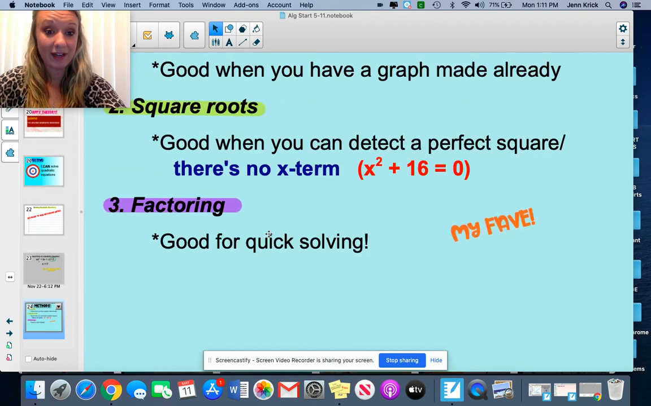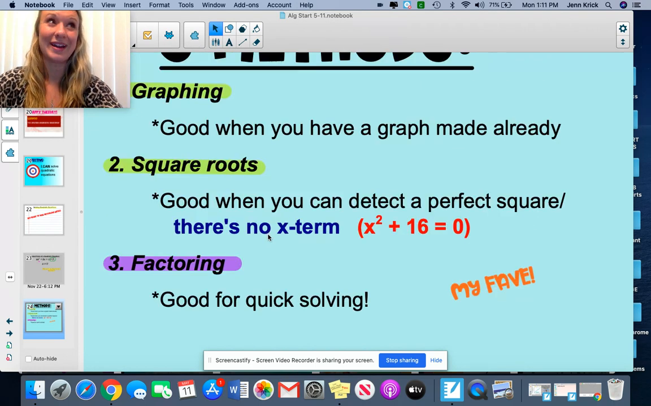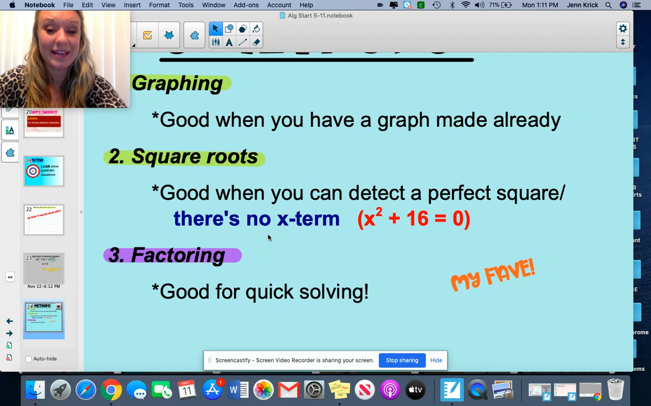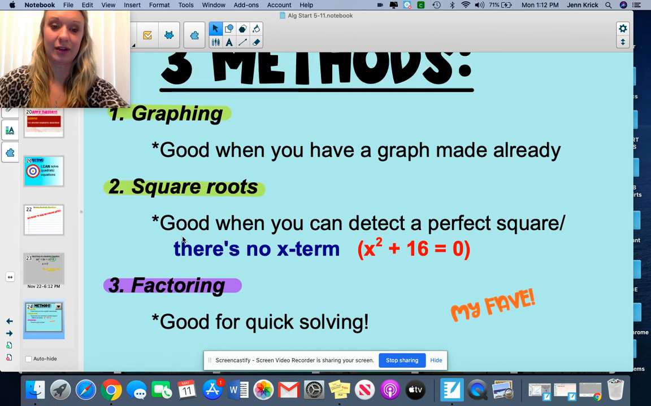The third and final way for today, and I'm going to teach you a new way on Thursday, is factoring. This is good for very quick solving, and it's good for you guys who are good mental mathematicians. This is my favorite way. Okay, so we've got graphing, square roots, and factoring.